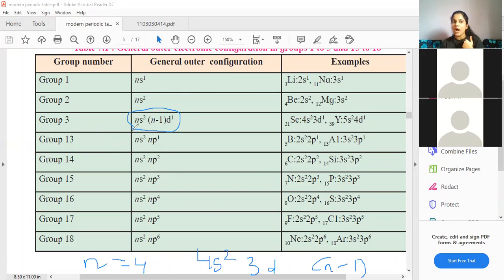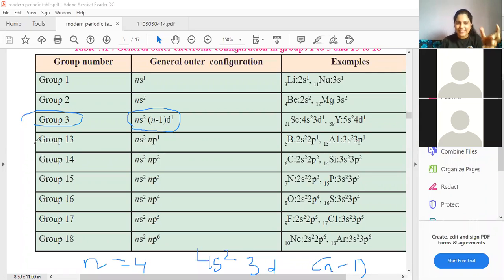Okay, now this makes sense. ns2 (n-1)d1. This is for group 3. What will be for group 4? For group 4 it is going to be ns2 (n-1)d2. For group 5 it is going to be (n-1)d3, and so on till the last, group 12. In group 12 it is going to be ns2 (n-1)d10.